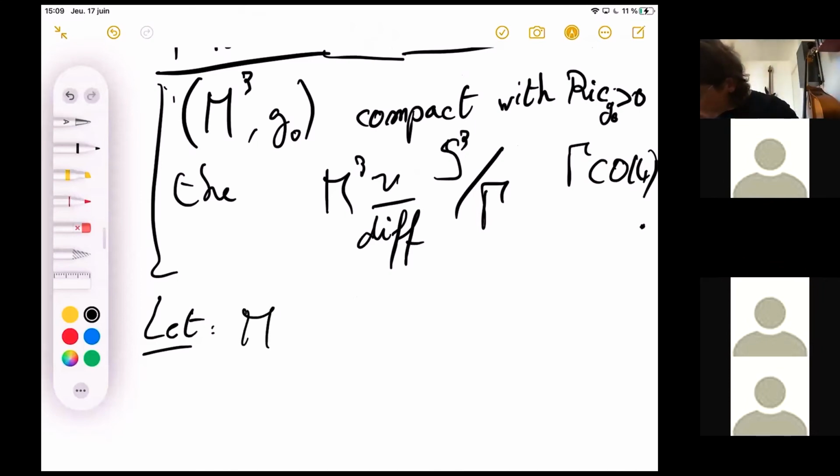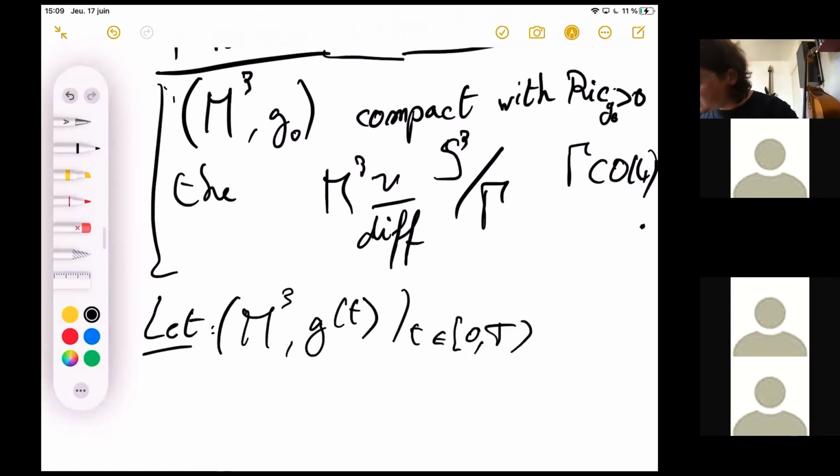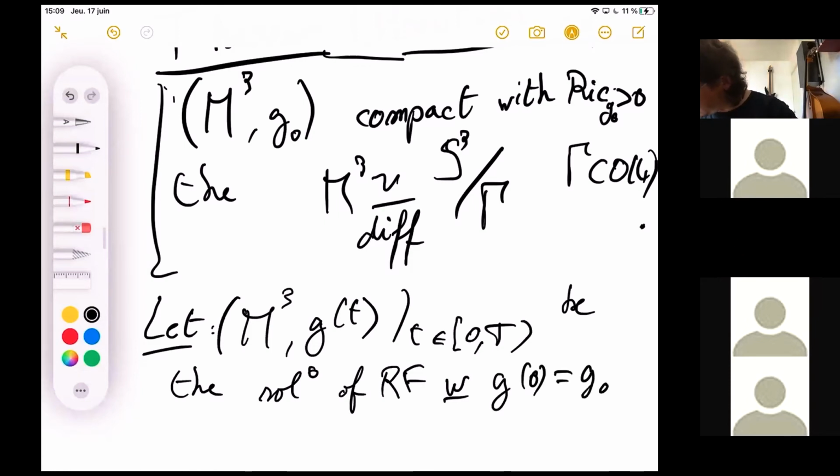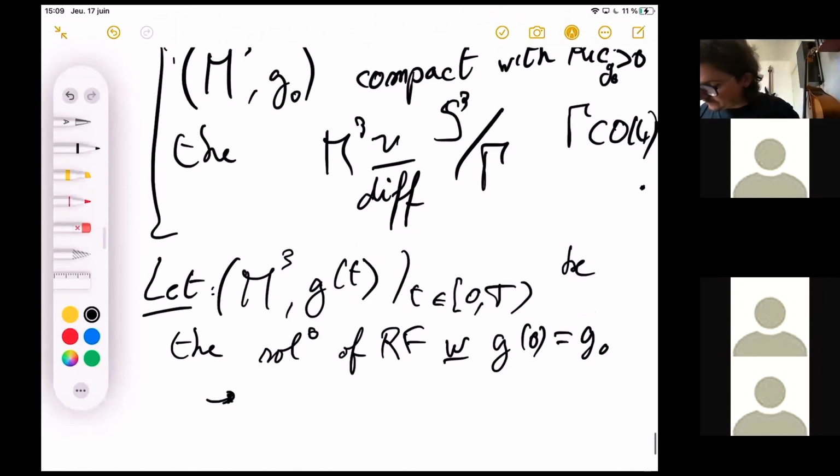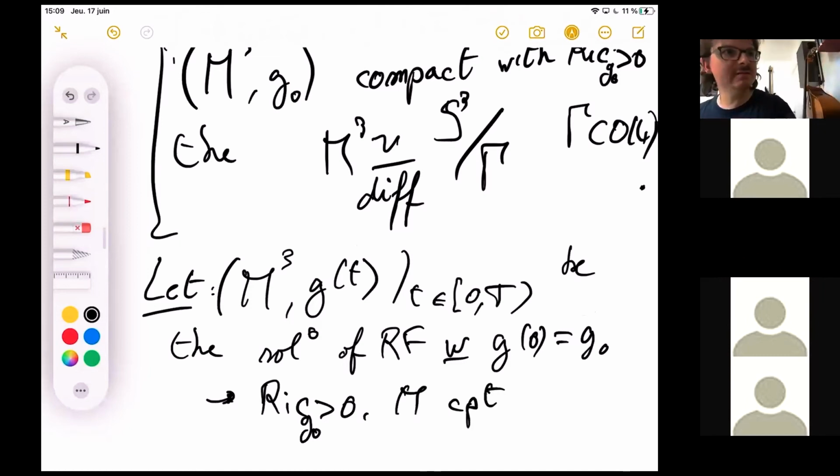So let (M^3, g(t)) on [0,T) be the solution of the Ricci flow with g(0) equal to g_0. Since Ricci is positive and M is compact, Ricci is strictly positive, and the scalar curvature is strictly positive, so T is finite.